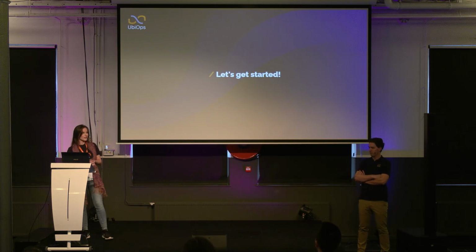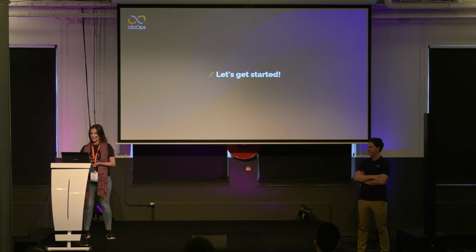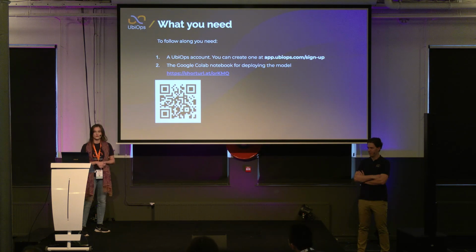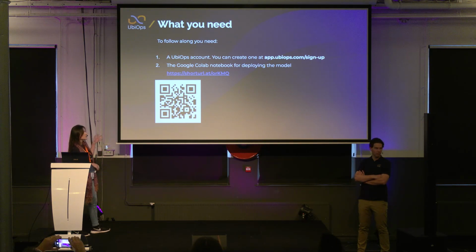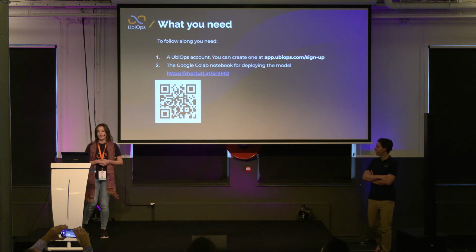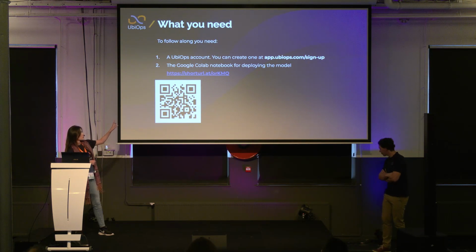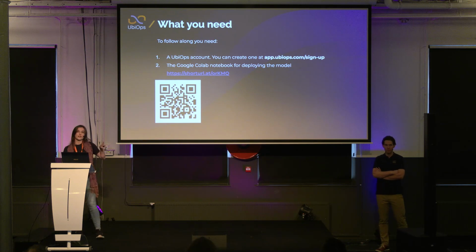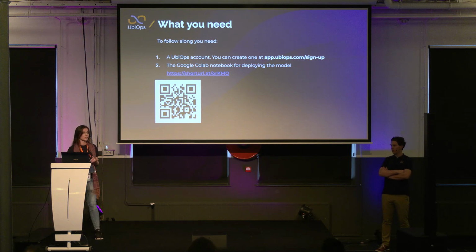So enough talking, I think. Let's just get started. This is what you need if you want to follow along later or reproduce what I'm going to do. You will need a UbiOps account. It's completely free. You just need to go to app.ubiops.com/signup. And after that, you need the Google Colab that I prepared for you to follow along. The QR code should take you to the Google Colab if you want to reproduce it at your own leisure as well. I'm just going to wait a second because I still see some people taking pictures.